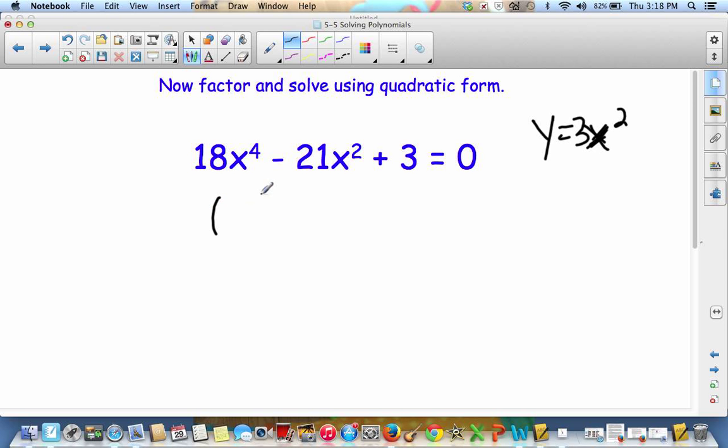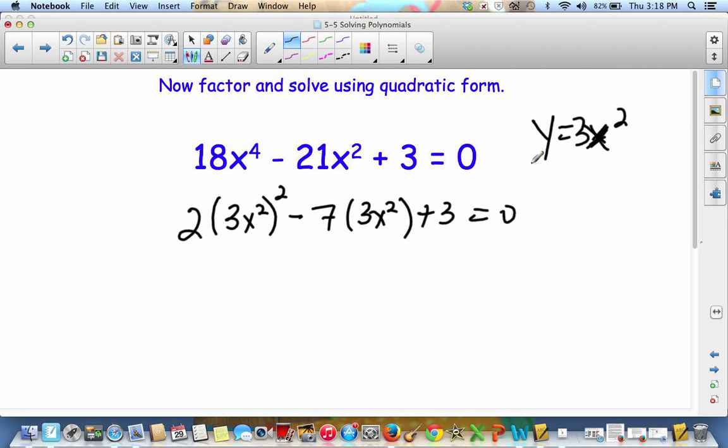So let's do this. 3x squared, squared, that's going to be 9. So 18 divided by 9 is 2. So 2y squared, and then if we have a 3x squared here, it's going to be a 7 on the outside. And then we have plus 3 equals 0. So in order to factor this, let's plug in y here. So we have 2y squared minus 7y plus 3 equals 0.